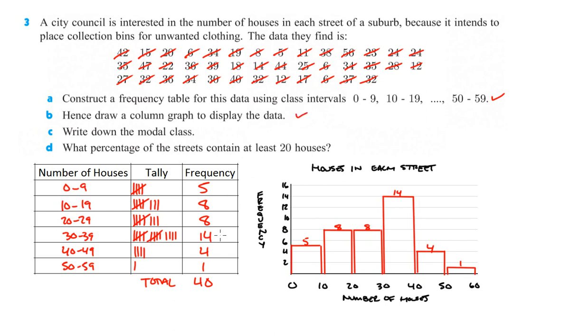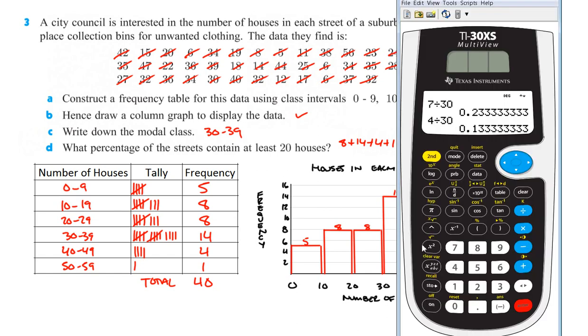Write down the modal class. The one that happens most often is 30 to 39. Right? And then what percentage of the streets contain at least 20? So that would be 20 or more. So that's going to be 8 plus 14 plus 4 plus 1. Okay, and that gives us, what, a total of 22, 23, 27 out of the total 40. So if we go through and calculate that, 27 divided by 40 gives us 67.5%.